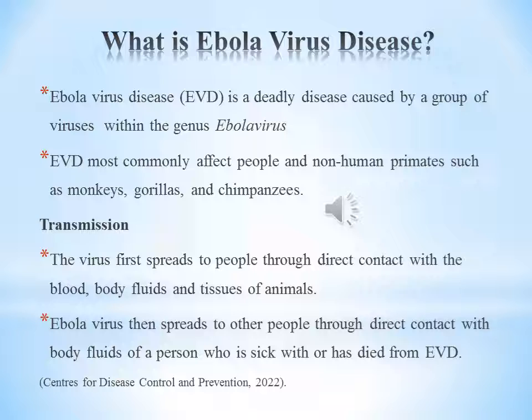What is Ebola virus disease? Ebola virus disease is a deadly disease caused by a group of viruses within the genus Ebola virus. Ebola virus disease most commonly affects people and non-human primates such as monkeys, gorillas, and chimpanzees. Transmission. The virus first spreads to people through direct contact with the blood, body fluids, and tissues of animals. The disease then spreads to other people through direct contact with body fluid of a person who is sick or has died from Ebola virus disease.